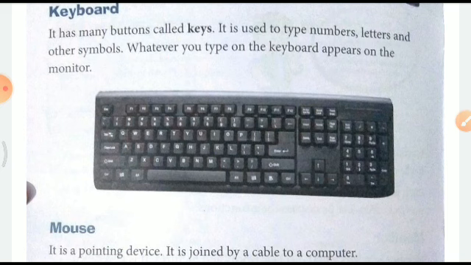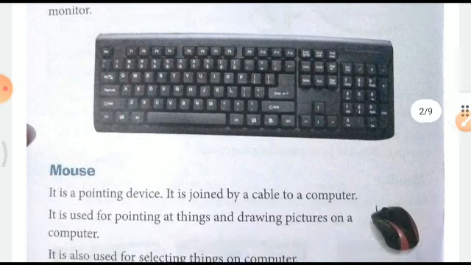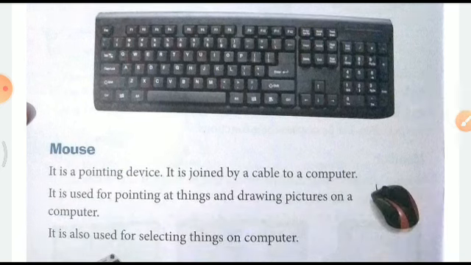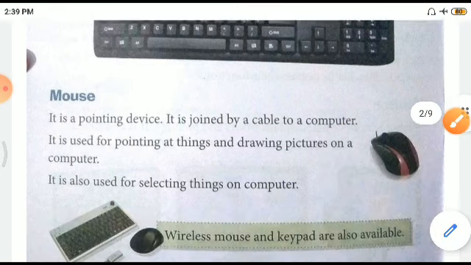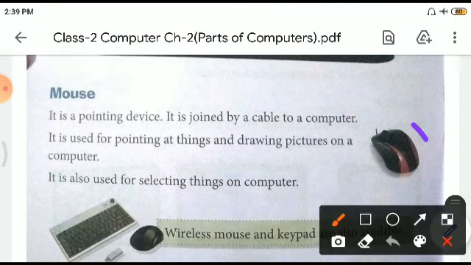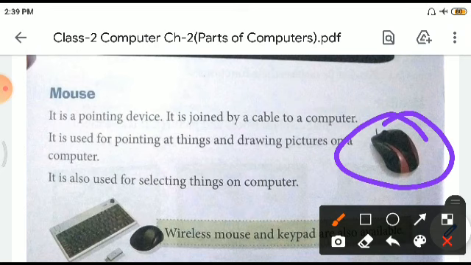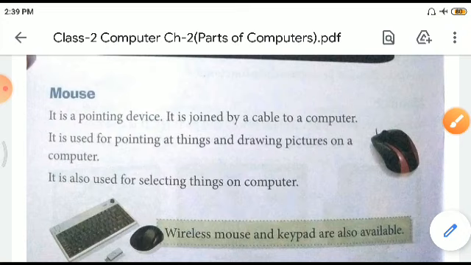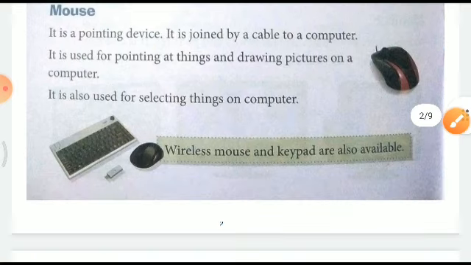Mouse, it is a pointing device. It is joined by a cable to a computer. It is used for pointing at things, drawing pictures on a computer, right? So we draw pictures through it. We use it to point. See, mouse, just a minute. Mouse looks like this. And most of us would have used it or even seen it near the computer, right? It is also used for selecting things on a computer. By a single click, it selects. Wireless mouse and keypads are also available.